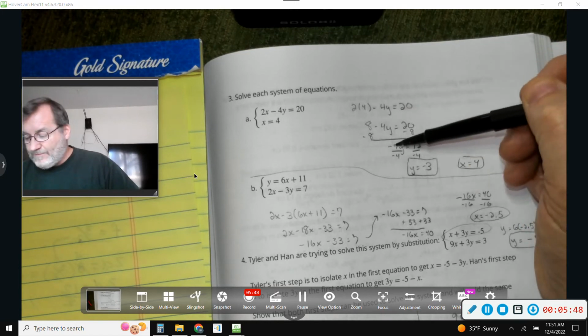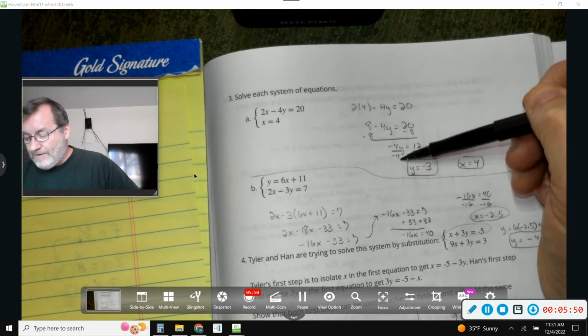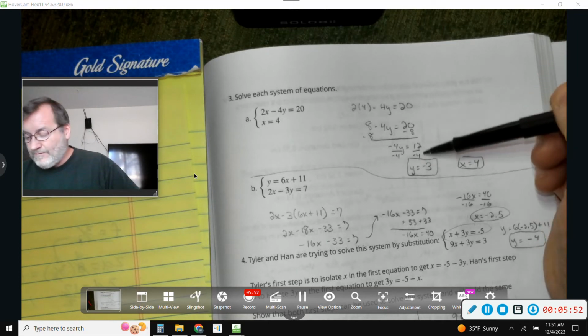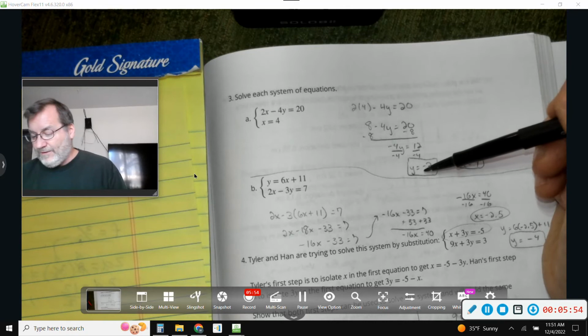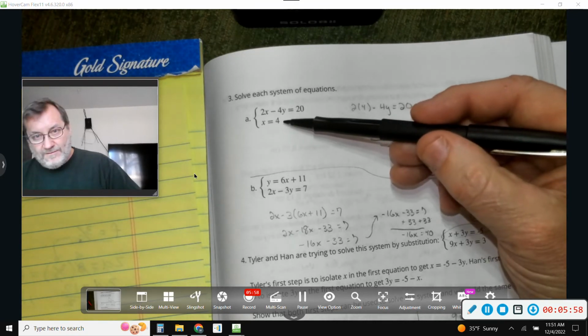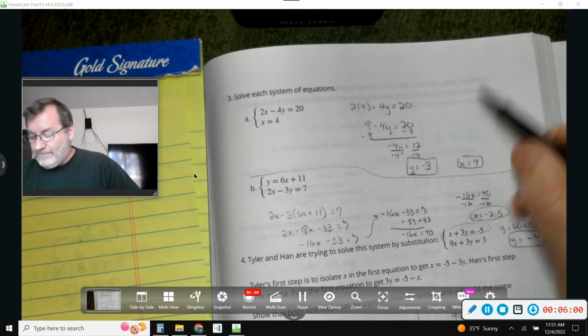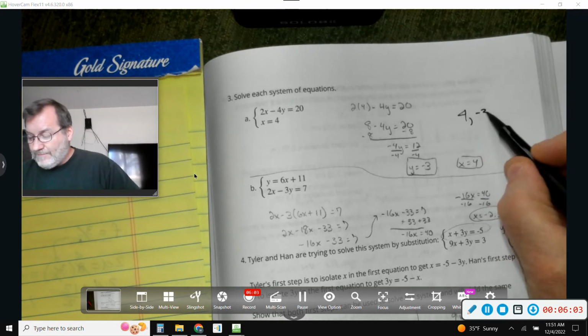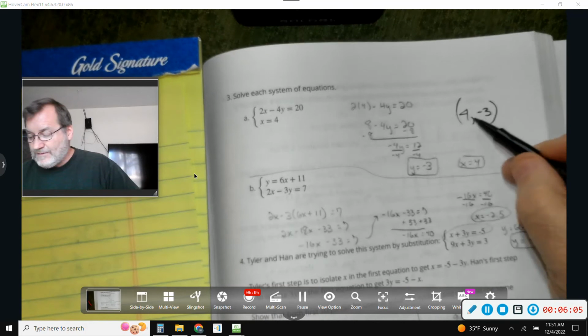So you have a minus 4y equals 12, divided by the coefficient of the unknown, which is negative 4. Y equals negative 3. Now if y equals negative 3, and you know that x is 4, then the solution is going to be 4 comma negative 3. That's the solution. That's the point of intersection.